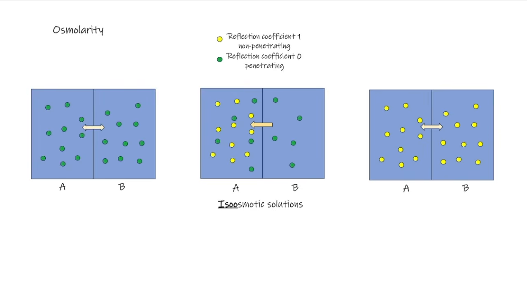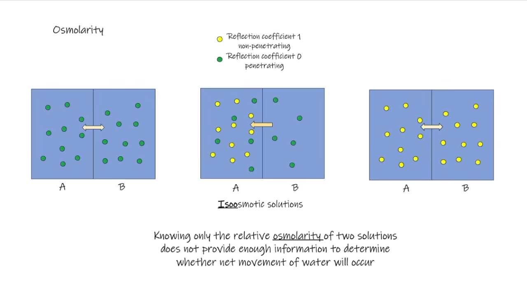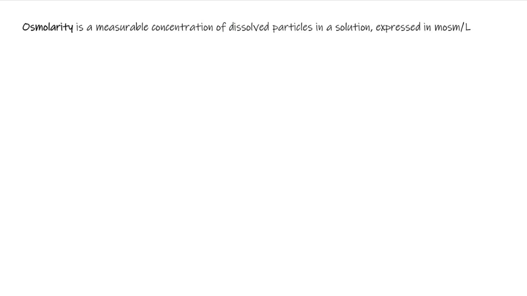So as this slide demonstrates, two solutions can be isoosmotic without being equivalent in their effects on water movement. This observation leads us to the concept of tonicity. So osmolarity is a measurable concentration of dissolved particles in a solution. We mentioned that we express osmolarity in milliosmoles per liter.